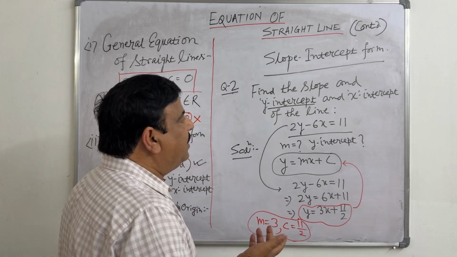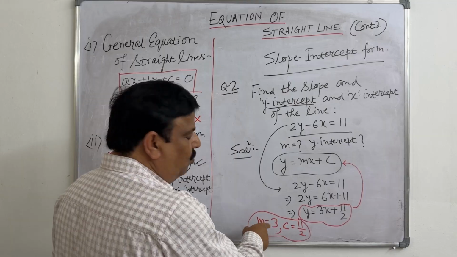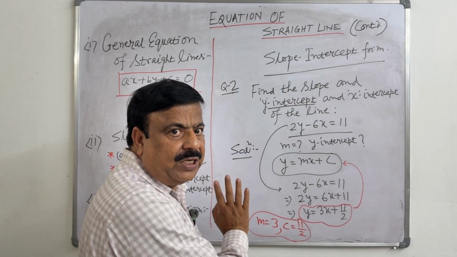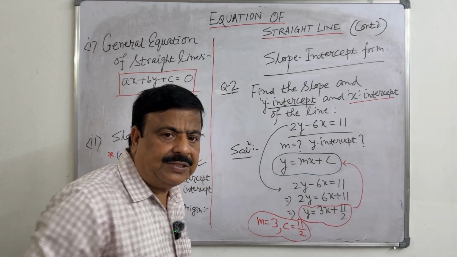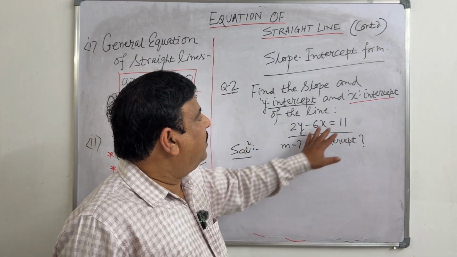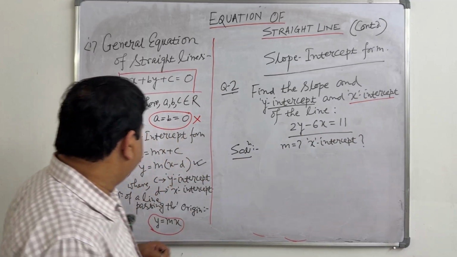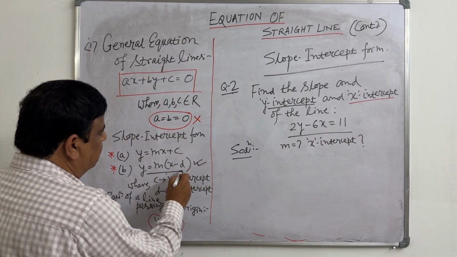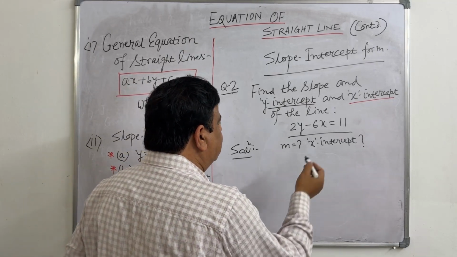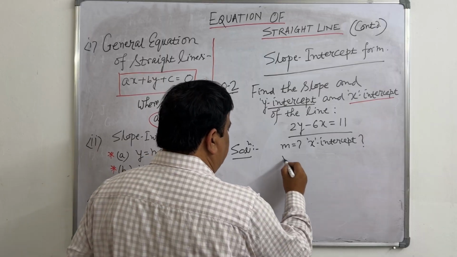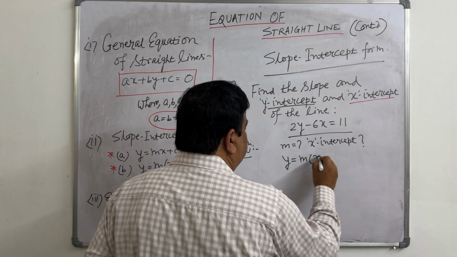Now you have to find the x-intercept, because the line is the same. So the slope will be 3 for both cases. And now we have to find out the x-intercept. How to find it? Let's see. Now we have to find the slope and x-intercept of this line. For this case, we have to use this equation. If the slope is m and the x-intercept is d, then what is the equation of the line? y is equal to m into x minus d.